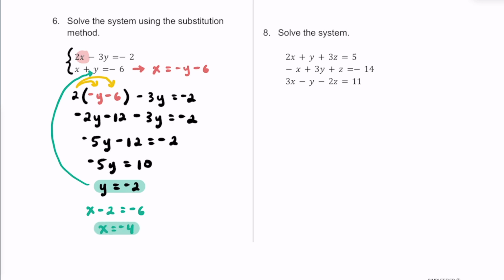So putting this together, the coordinates at which these two lines will intersect each other are going to be at negative 4 comma negative 2. This would be our solution for this system.